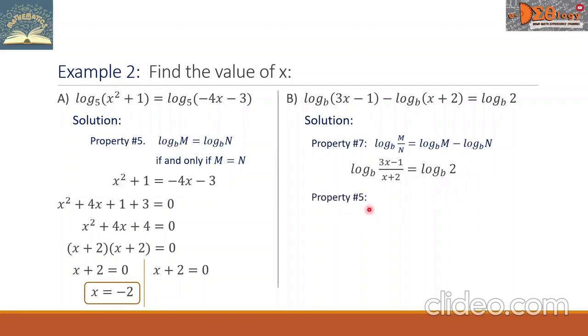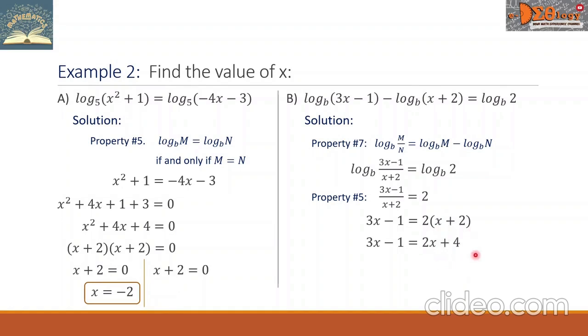We can use now again the property number 5. That means we can equate the fraction with the value 2. So that is 3x minus 1 over x plus 2 equals 2. Let us solve now for x. We cross multiply this denominator to the right side. So we will write 3x minus 1, this is the numerator, equals 2 times x plus 2. Now we multiply 2 to the binomial, meaning to x and to the plus 2.